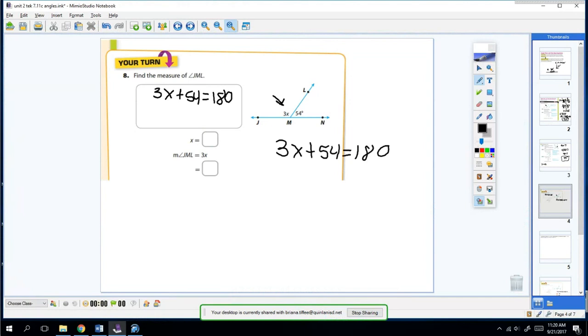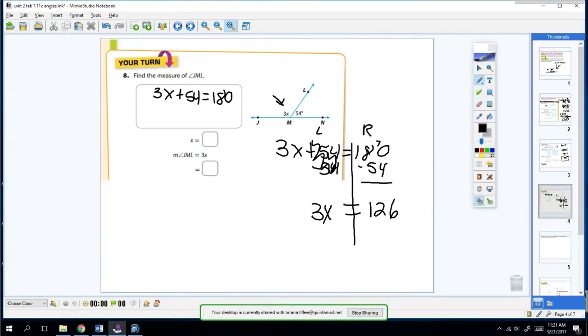So we're going to solve this equation like normal. Draw your line. You got a left side and a right side. So first thing you're going to do is you're going to look at the 54. Well, since that 54 is being added, you're going to subtract 54 from both sides. Bring down my equal sign. These cancel out. Gets me 3x. Okay, so you're going to subtract these, and you're going to get 126.